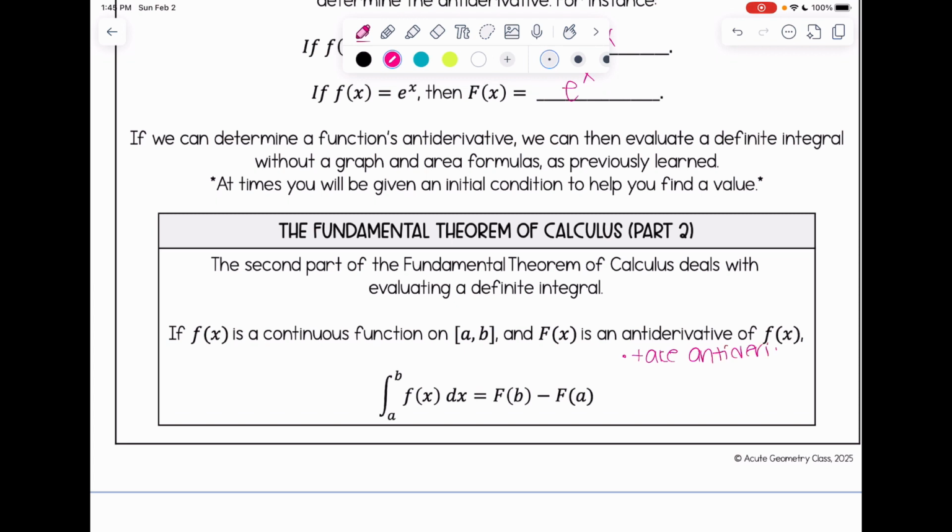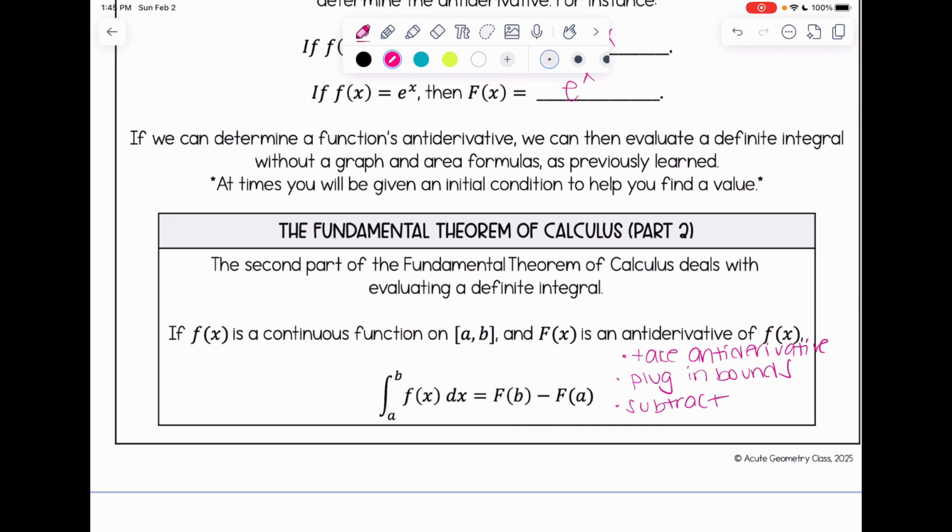So again, the process here is basically take the antiderivative. That's what that capital F of x represents. Then we would plug in the bounds. That's a and b. And then we would subtract the values that we get after plugging in the bounds. So it's always F of b minus F of a.